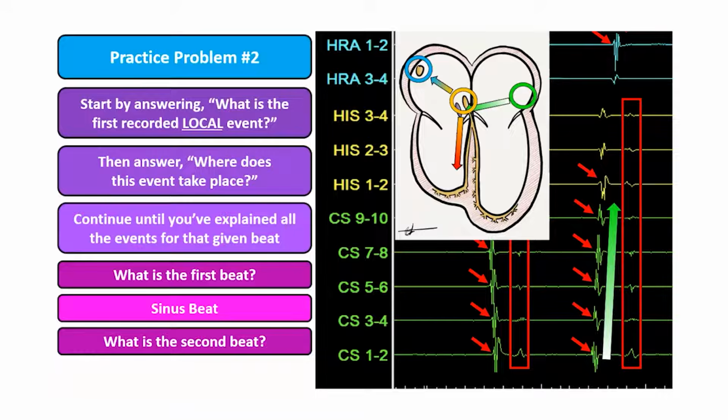So how would we describe this second beat? Well, it comes early, and it's an ectopic atrial beat, so we should accurately describe this as a PAC. And more specifically, we can say that it's a PAC that originates in the left atrium. Where exactly it originates in the left atrium, we can't be certain, but based on our intracardiac electrodes, we can say that it's probably close to the region of CS12.